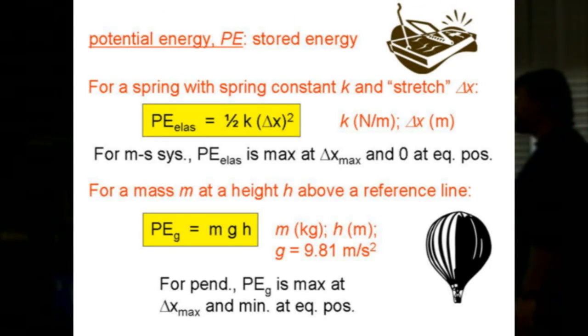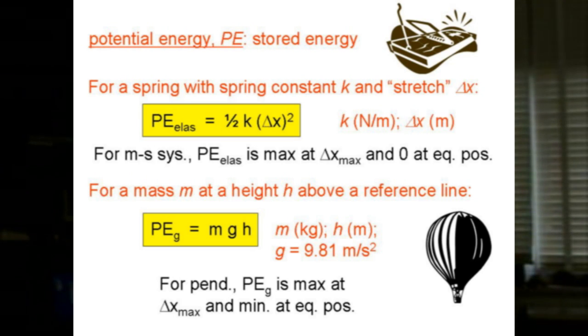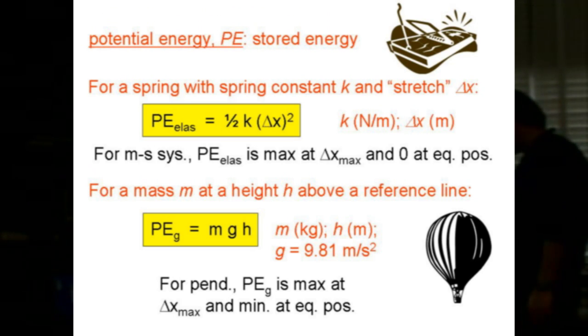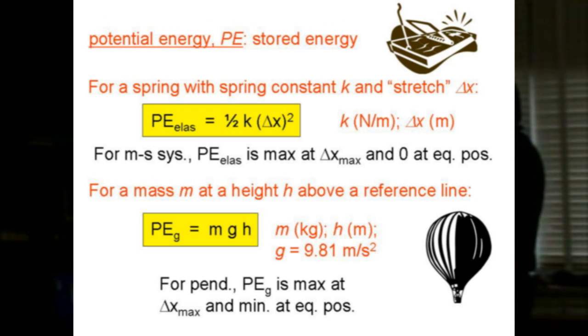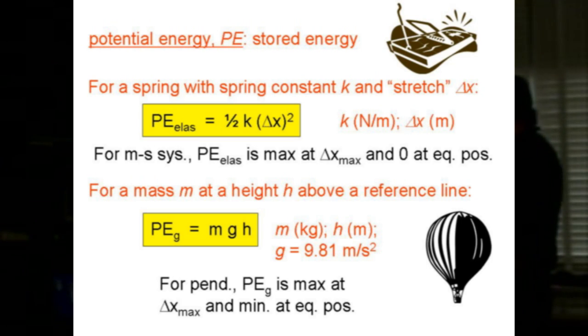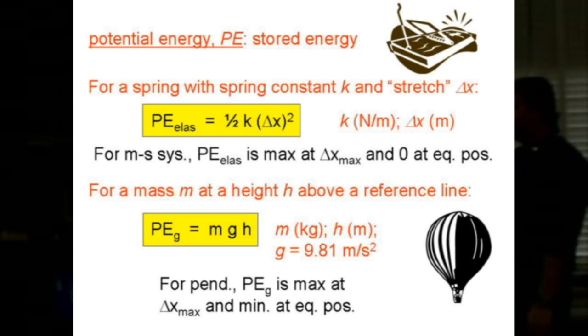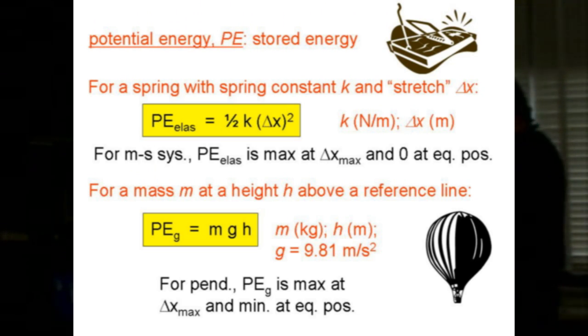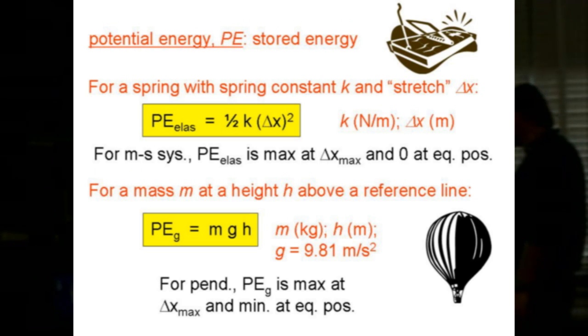All right? Potential energy is a stored energy, and for a spring, with spring constant k and a displacement of x, we know that our potential energy is 1/2 the spring constant times the displacement squared. This is something we discussed when we discussed energy earlier. Our spring constant units are newtons per meter, and displacement is in meters. So in the meter-kilogram-second system, potential energy is max at the displacements, and 0 at the equilibrium position.